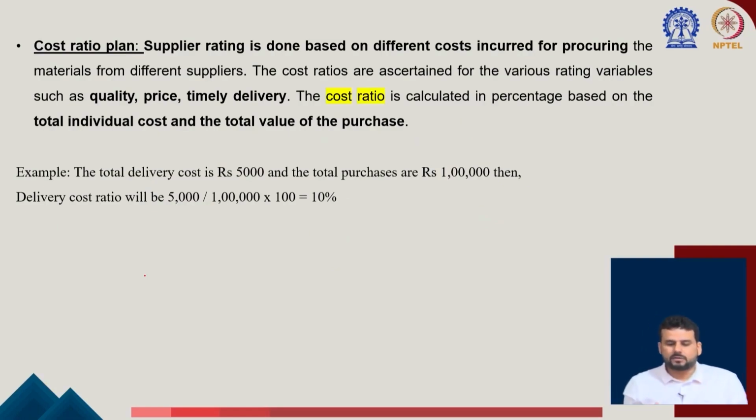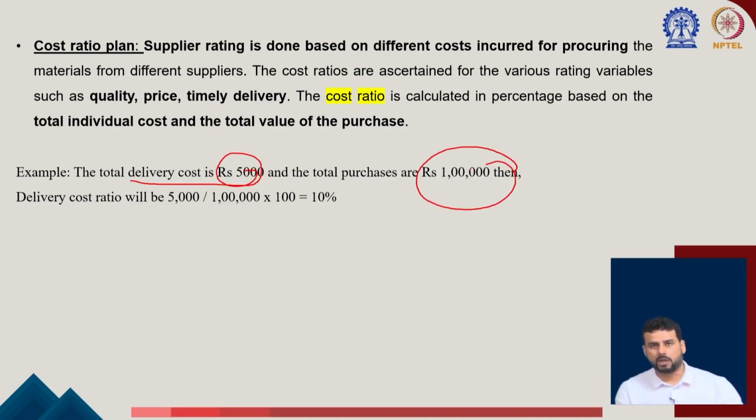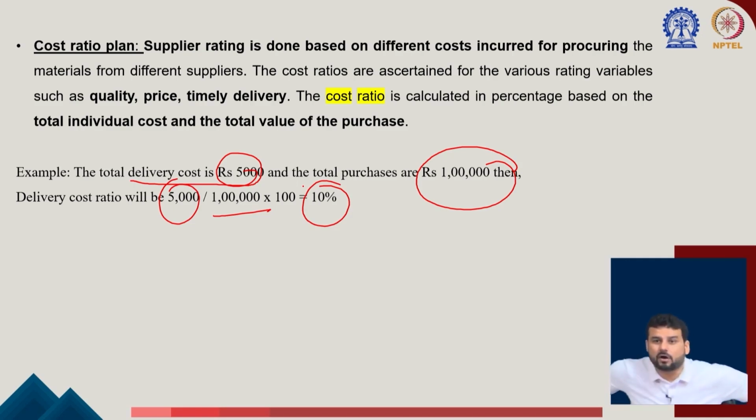Cost ratio plan. The cost ratio plan is calculated based on the cost incurred to acquire those services, right? Let's say the example is the delivery cost is 5,000 rupees, and the total cost of acquiring that lot is 1 lakh rupees. So the delivery cost ratio will be how much delivery cost is adding to the total cost. So this is 5,000 divided by 1 lakh, which is 5%. That means whatever order we are placing, delivery cost is adding that percentage to it. So we can see where the benchmark is.